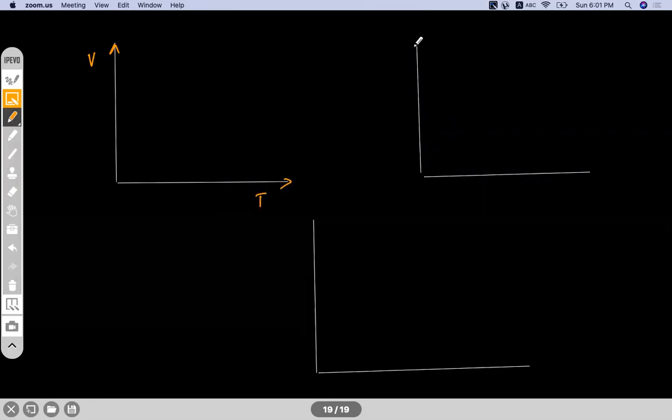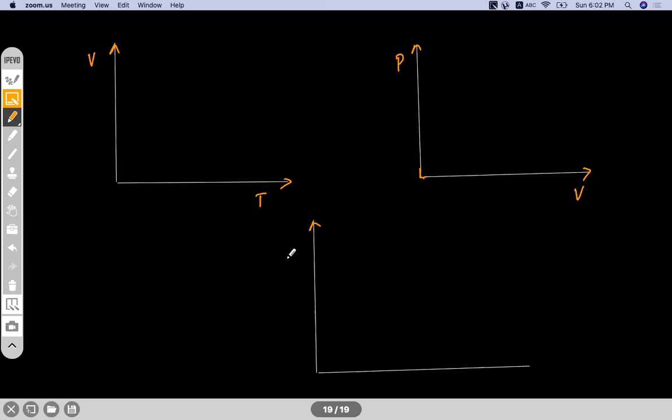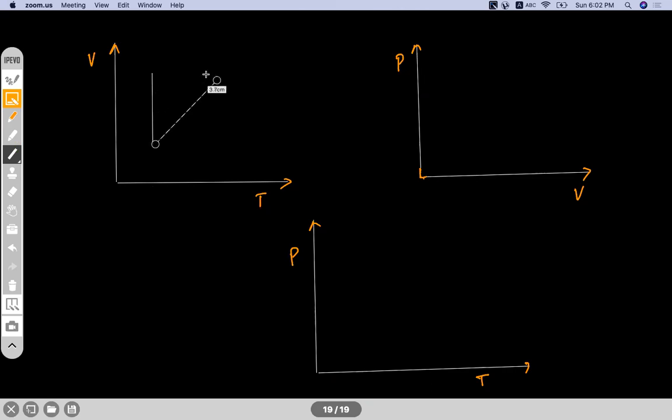Suppose this is a VT graph we have, convert into PV, and then PT. Try this: A to B, B to C, and C to A.